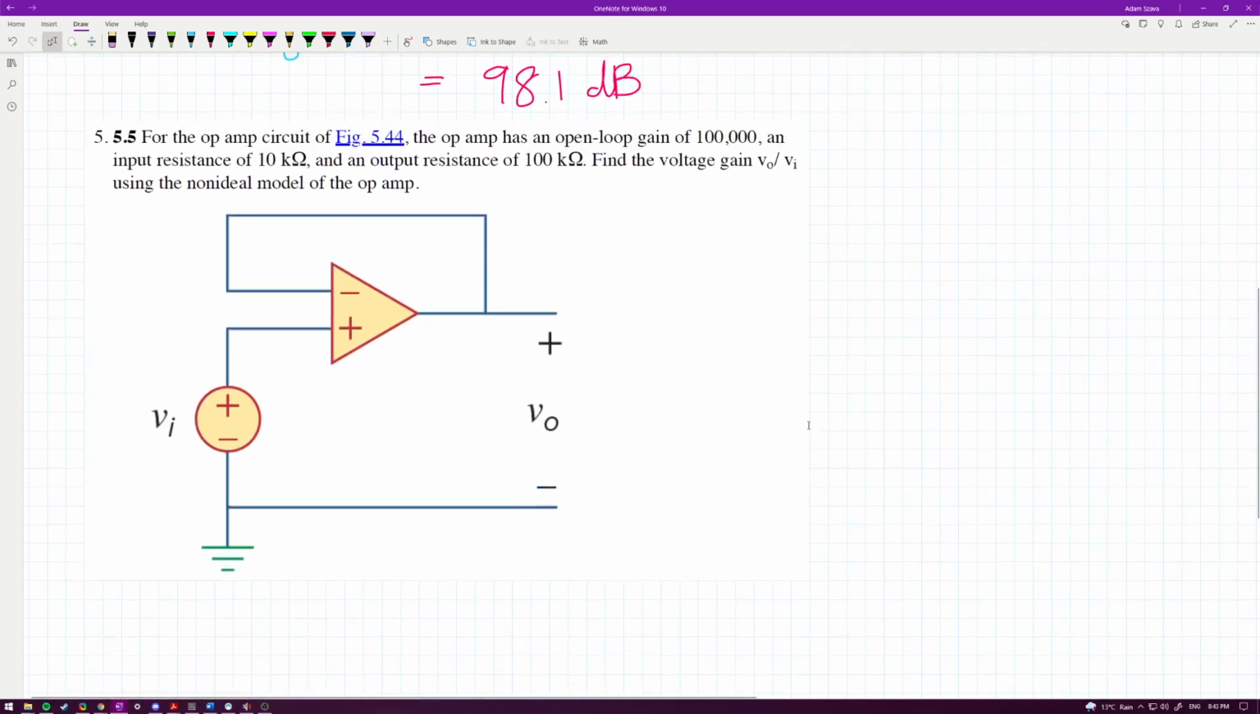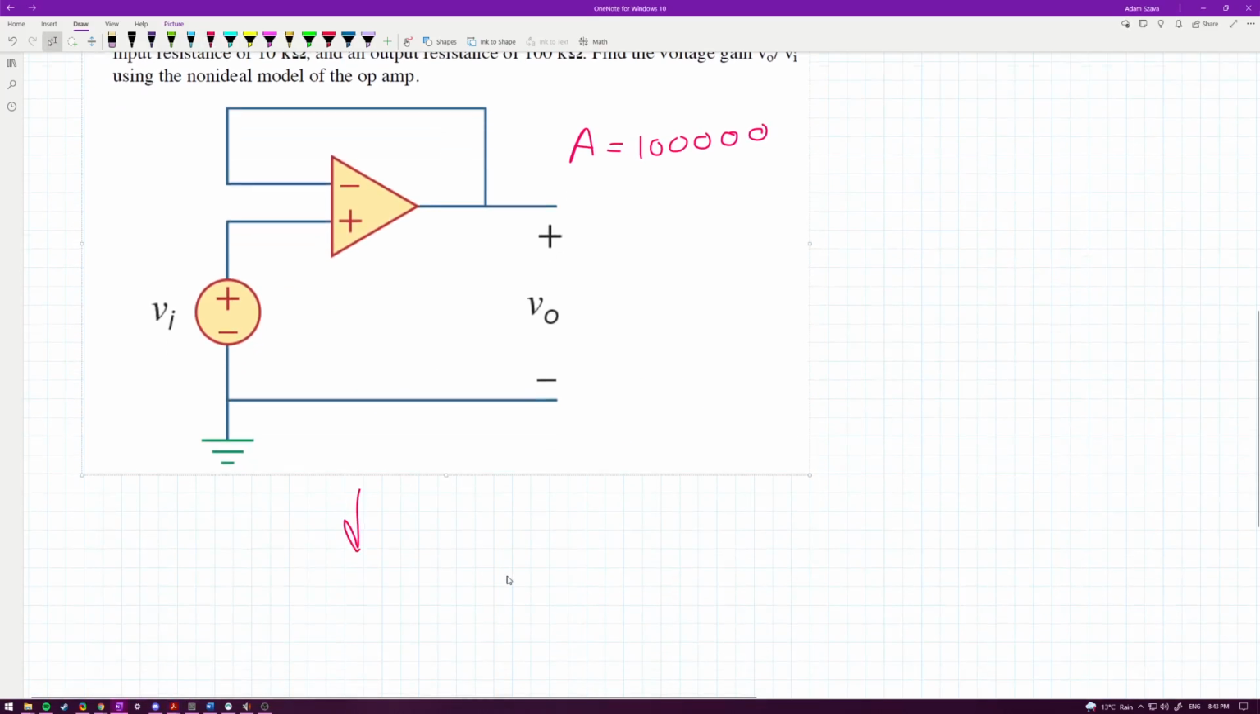Okay, 5.5. For the op amp circuit in this figure, the op amp has an open loop gain of 100,000, an input resistance of 10 kilo ohms and an output resistance of 100 kilo ohms. Find the voltage gain V naught over VI using the non-ideal op amp model. Have we ever really dealt with the non-ideal model of an op amp? Yeah, we did. Okay, so I'm just going to convert that.